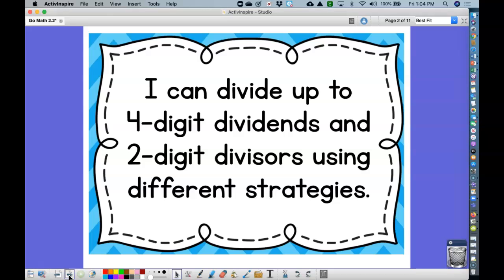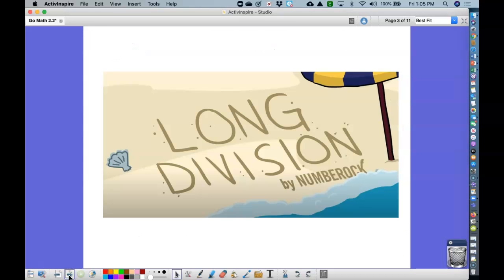And our I can statement, our goal is to eventually get up to 4-digit dividends and 2-digit divisors, and we can use whatever strategy works best for us. Here is a quick commercial break on long division.